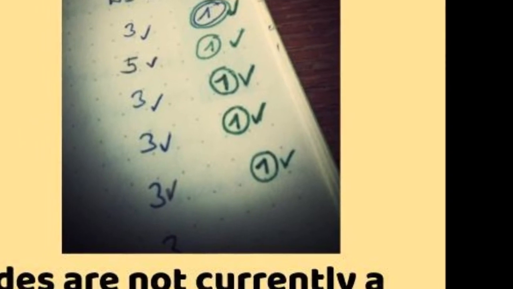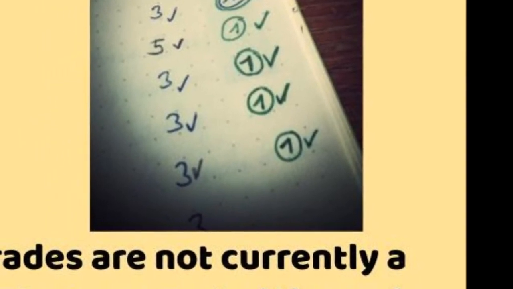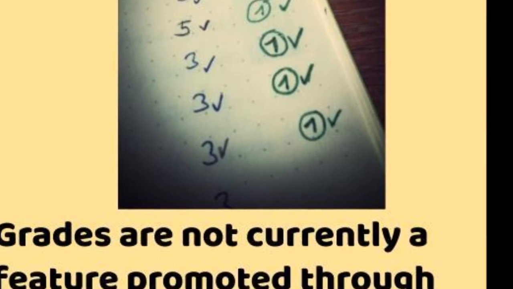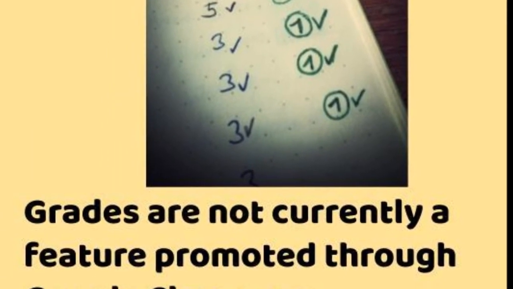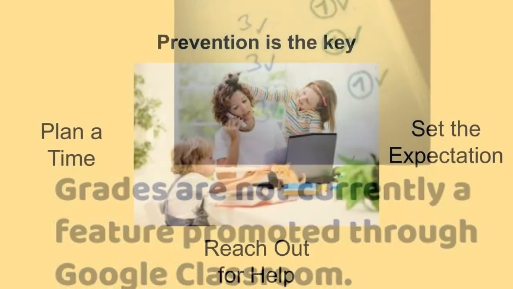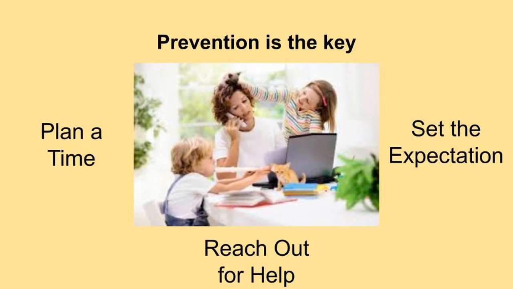Number 3, grades are not currently a feature promoted through Google Classroom. Though a teacher may use Google Classroom to communicate a grade, please check PowerSchool to see the official grading comments for assignments. Number 4, prevention is key.